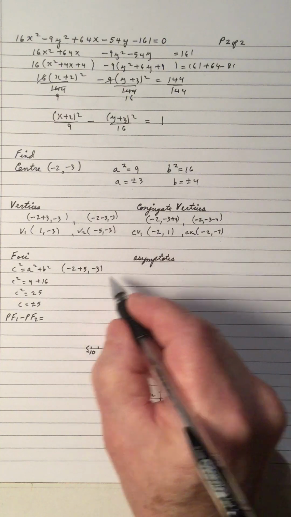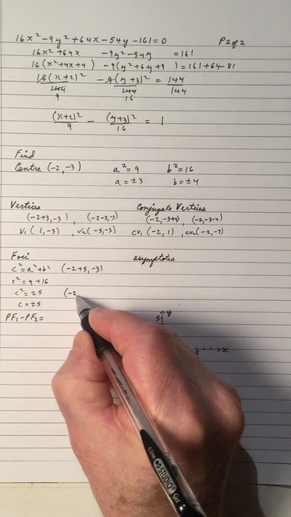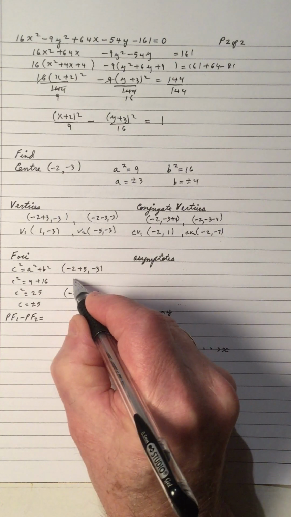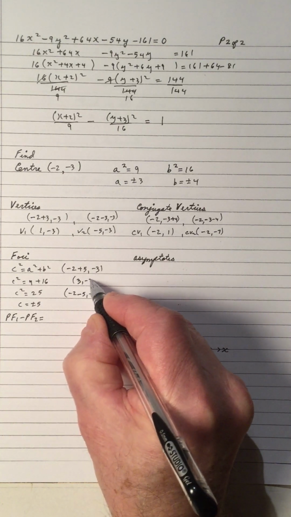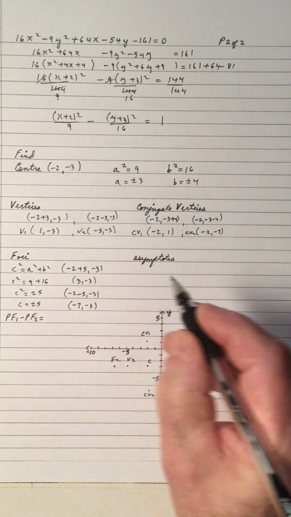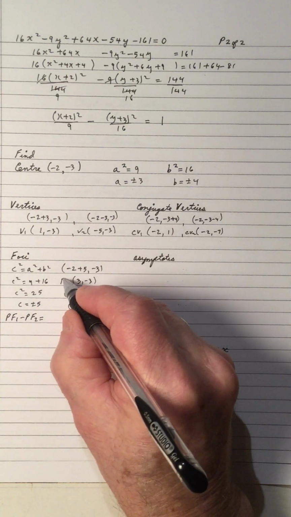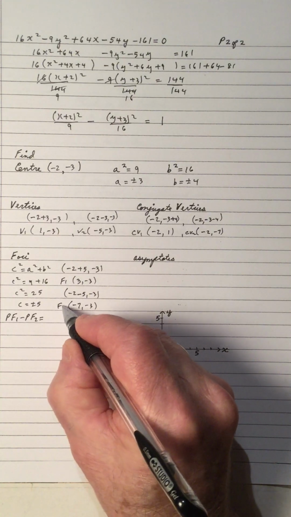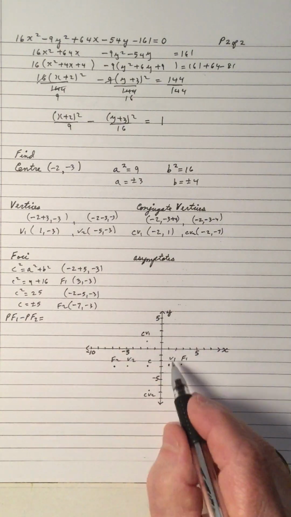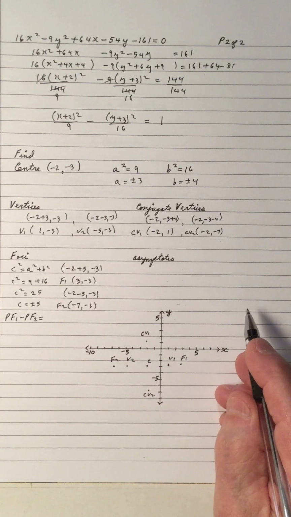And we take the center and we subtract 5 from the x. So that gives us (3, -3), and this gives us (-7, -3). So this is F1, this is F2. So (3, -3) is right there, and (-7, -3) is right there.